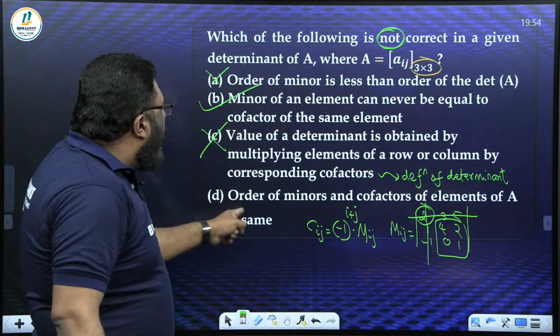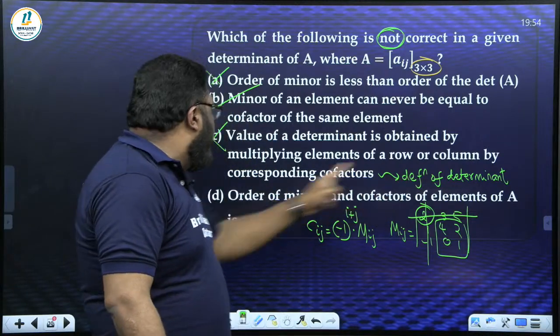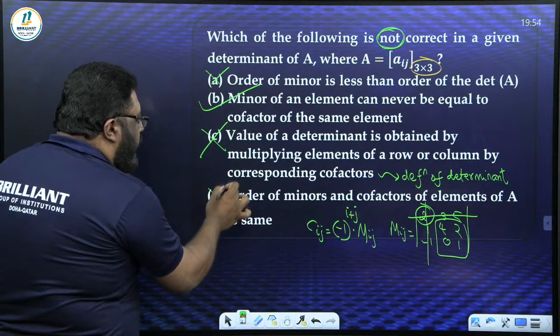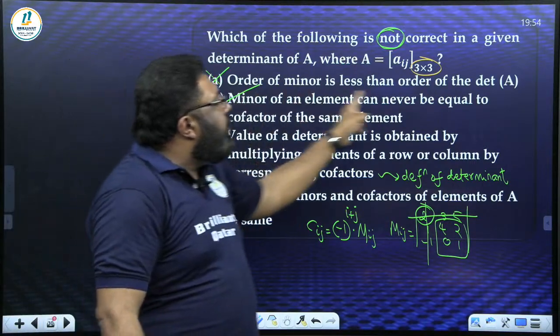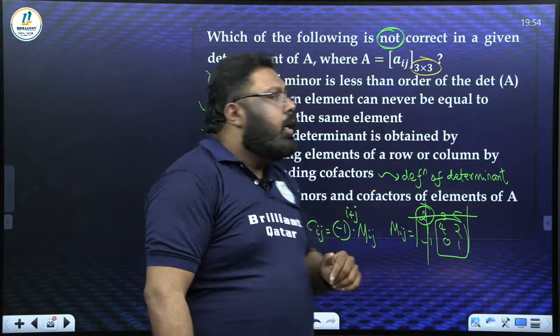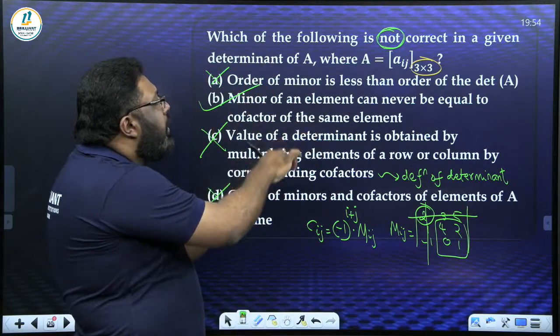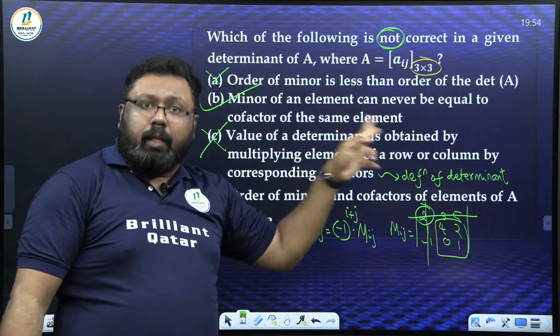Okay, order of a minor and cofactor of elements is the same. Minor and cofactor have the same order, so it's a correct statement. We don't want that either. The only one which is not correct is option B. Minor of an element can never be equal to the cofactor, but it is sometimes equal.